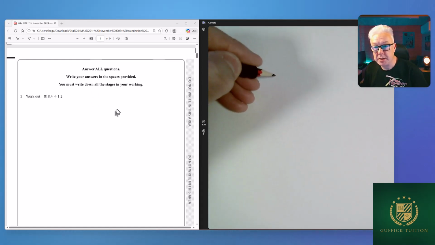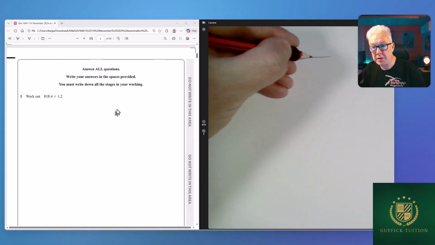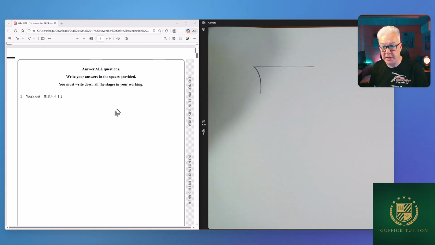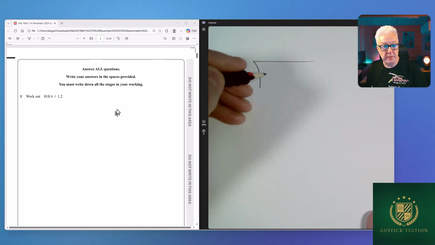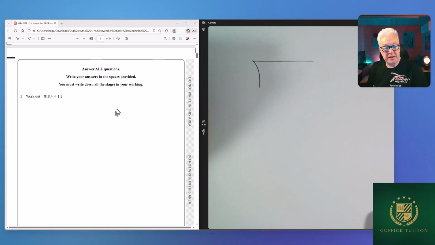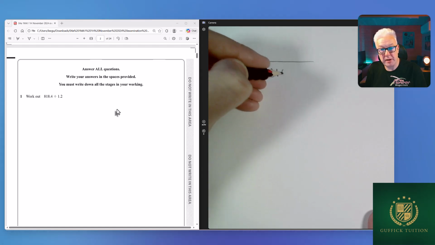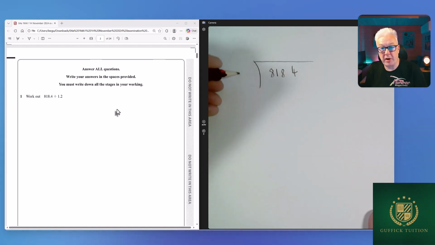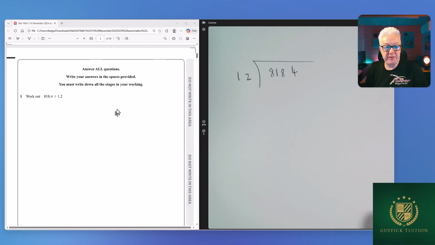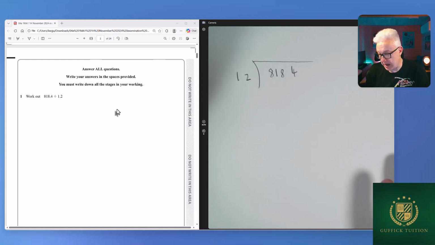Okay, so here we go. I'm going to do the old bus stop method, which is a long division one. Here's the first thing. Instead of doing 818.4 divided by 1.2, that's the same as doing 8184 divided by 12. Basically, if you times both sides by 10, you're going to get the same answer.